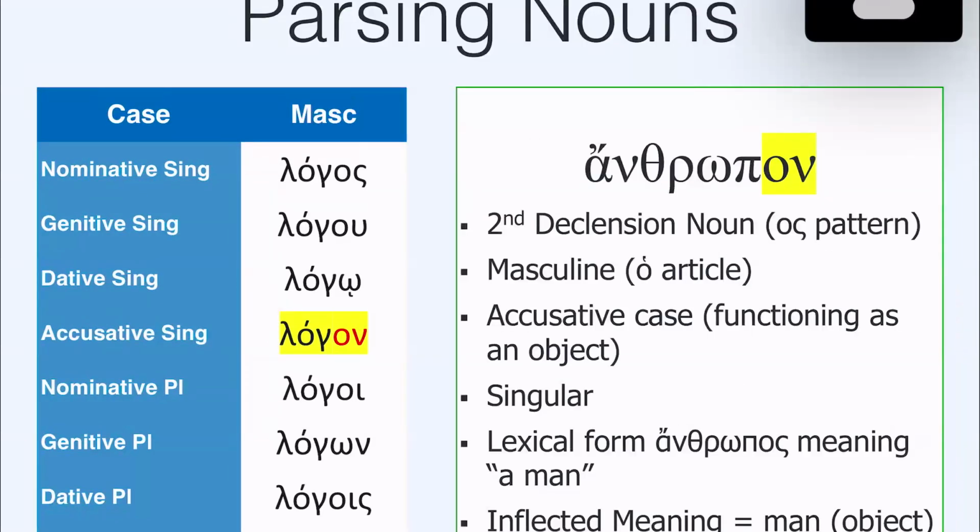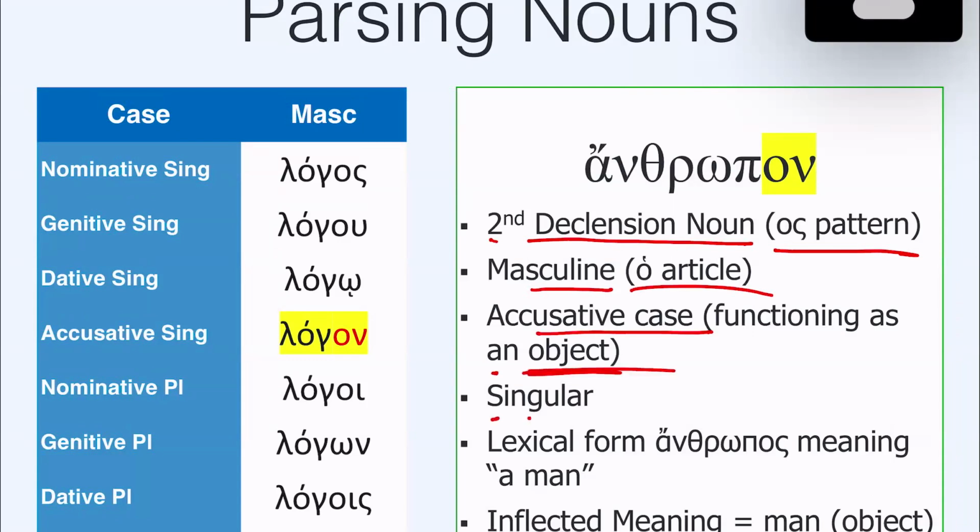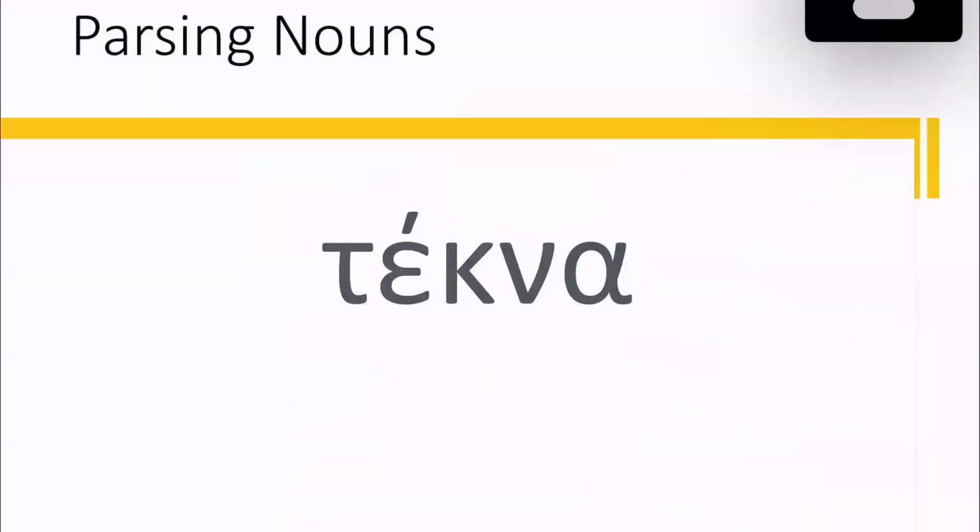Singular accusative. So this is a second declension noun following the os pattern. It's masculine because of that ho article. It's accusative, which means that it's functioning as the object of the sentence. It's singular. And the lexical form is anthropos. And if I was to give you the inflected meaning, and what I mean by that is, what does this mean when the word has been inflected, when the ending has been changed? It means man as the object of the sentence. Okay, let's do one more.